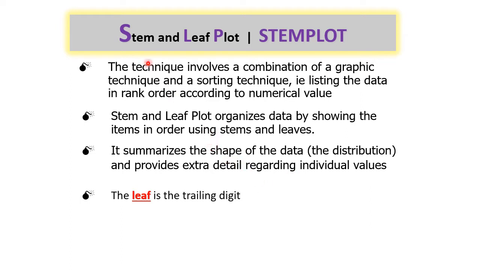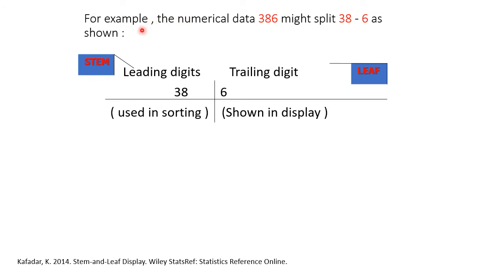So we have stem and leaf here. The leaf represents the trailing digit, the digit that follows behind. And the stem would be the leading digit of the data. For example, the numerical data 386 may split into 38 and 6 as shown. So the 38 at the front would be the leading digits, and this is what we call the stem. And 6 will be the trailing digit, that is the digit that follows behind. So this trailing digit we call a leaf.